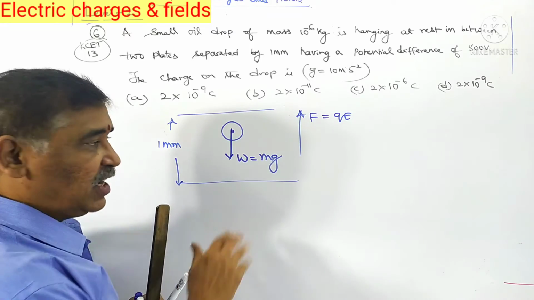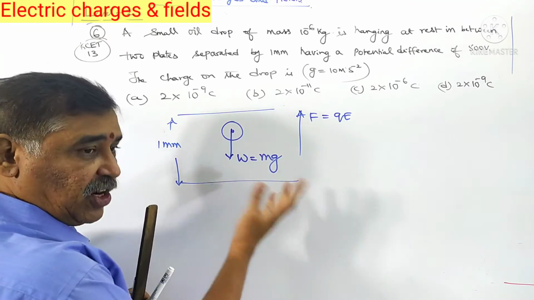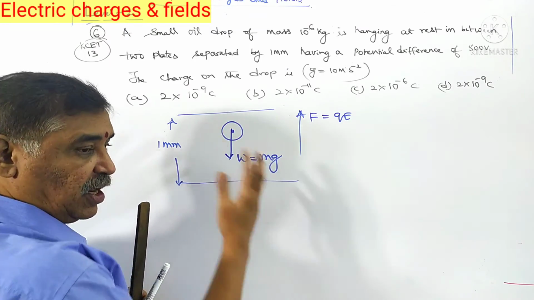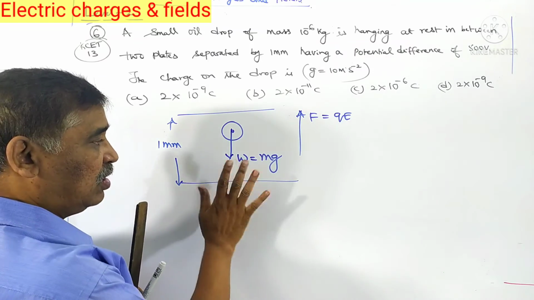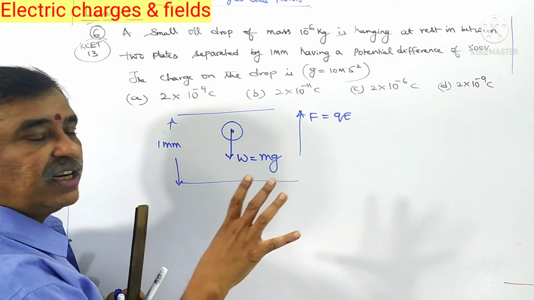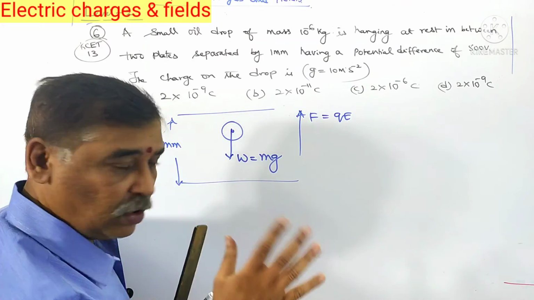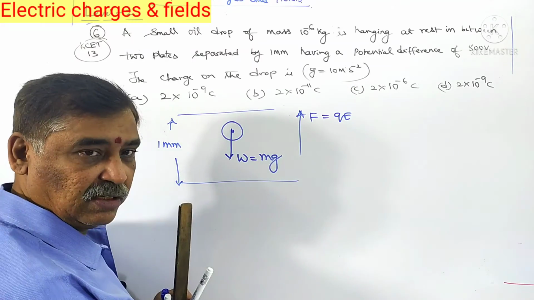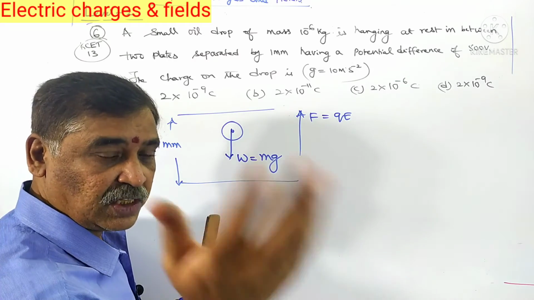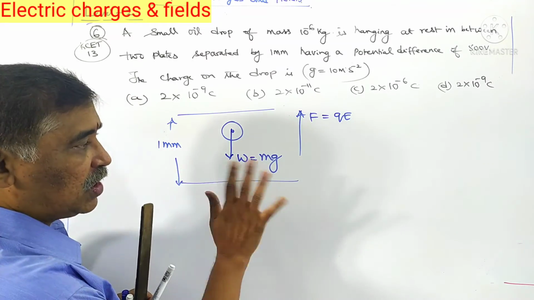Negative charge on one side, positive charge on the other, with the electric field direction between them. 1 mm is the distance between these two plates where there exists a potential difference of 500 volt. So, think of these two plates as the plates of a capacitor, which is there in the second chapter.